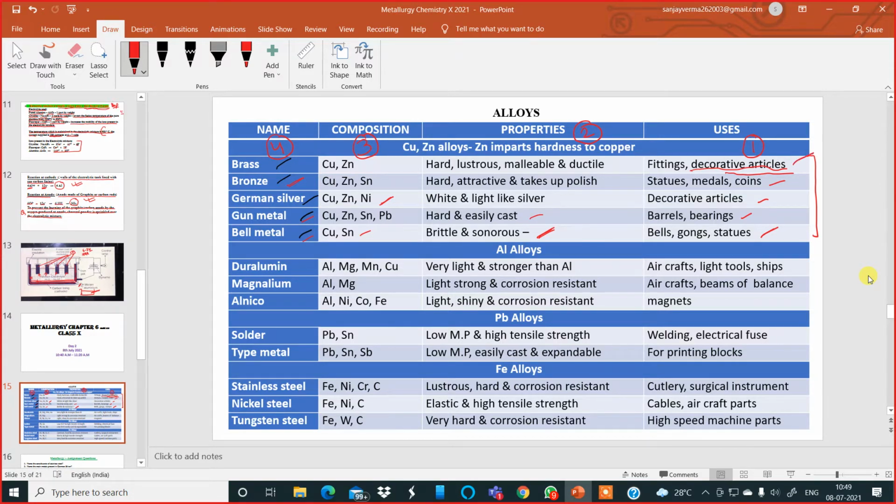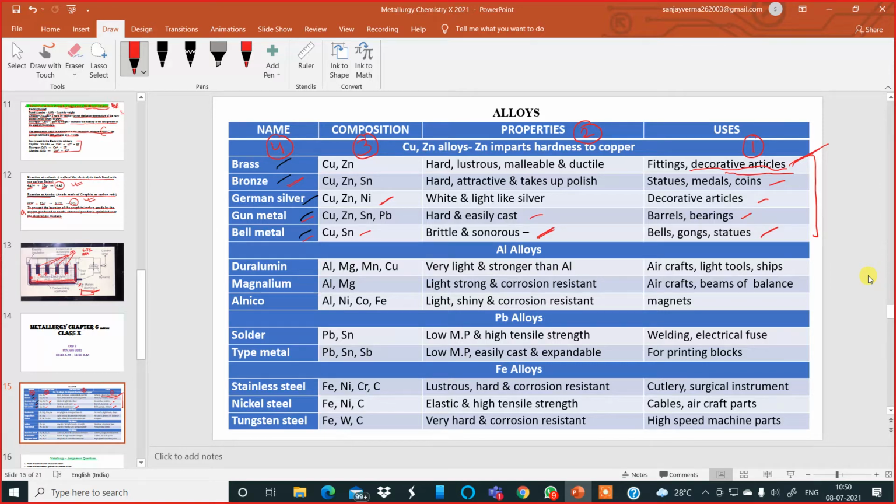Brass, I'm talking about brass. Now, it's an alloy. It's an alloy of copper and zinc. What is an alloy? I have told in the previous class. An alloy is a mixture of 2 or more metals, or a metal and a non-metal, mixed in the molten state in fixed and definite proportion. That is brass, or that is an alloy.